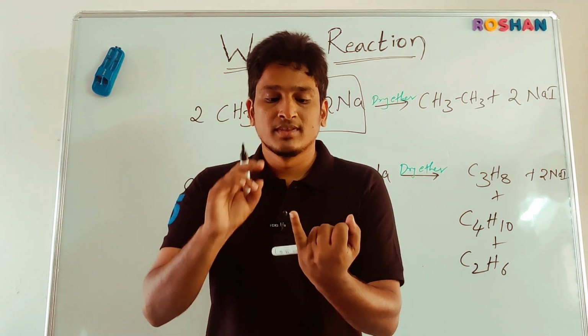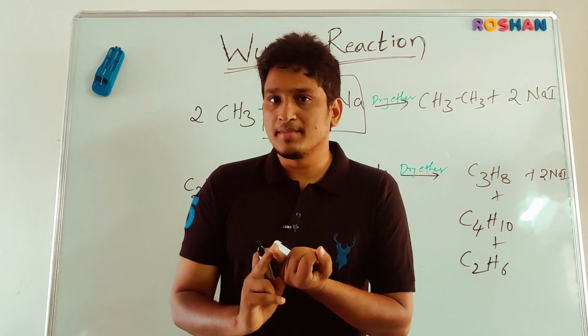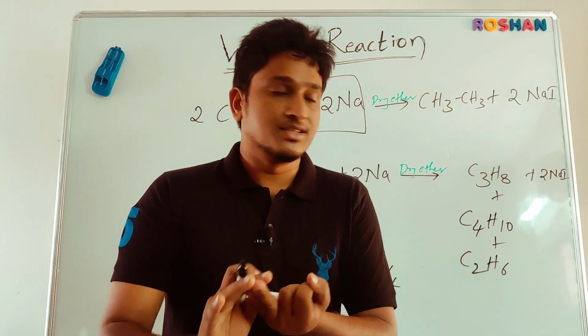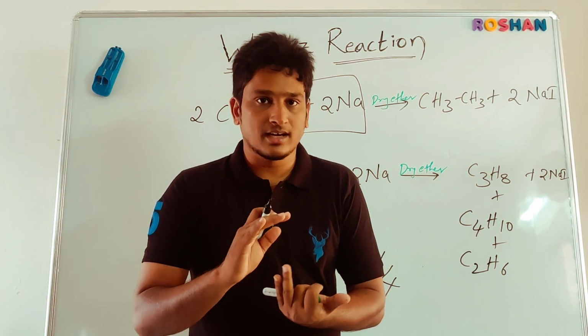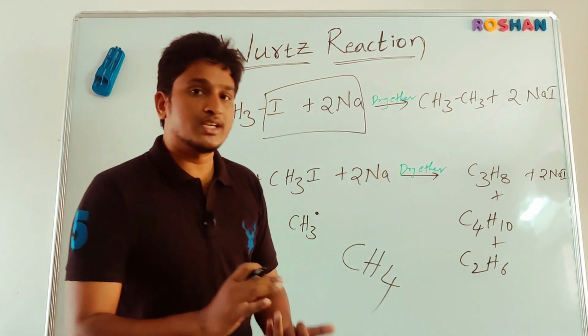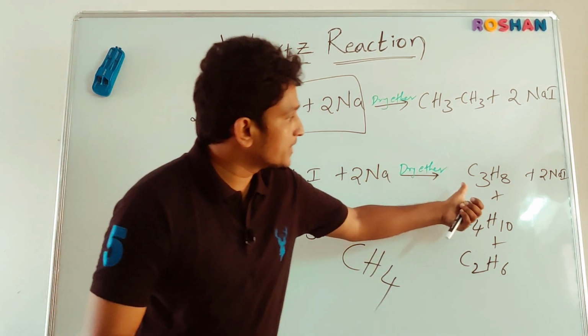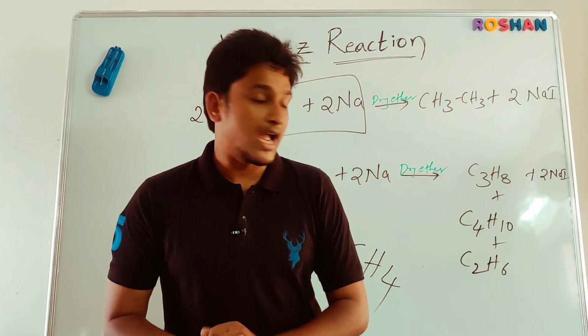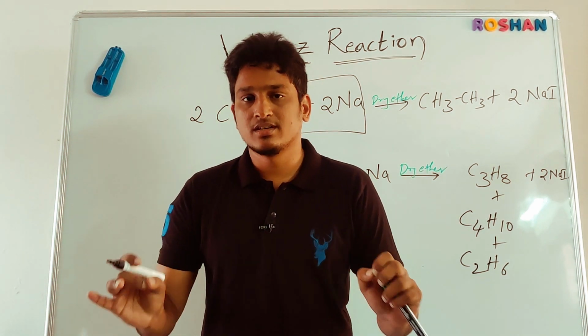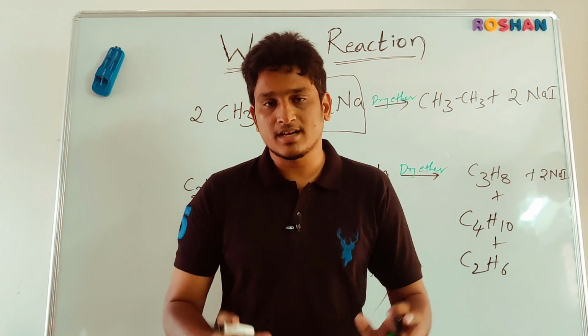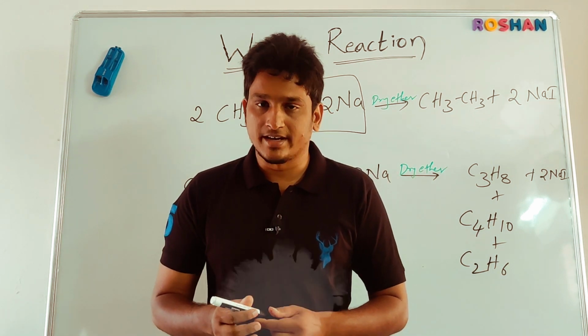So key points: sodium, a highly reactive metal, is used. Dry ether is used as a medium. Why? Because it is an unreactive medium, an unreactive solvent. Next, this reaction is not used for the preparation of alkanes with an odd number of carbons. And the last point is, methane cannot be synthesized in this reaction. So these are all the points about the Wurtz reaction, students. I hope you got the clarity.